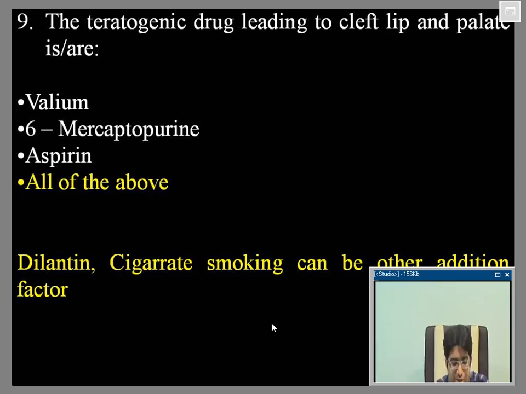Someone asked for the spelling. For thalidomide, it is T-H-A-L-I-D-O-M-I-D-E. It is a drug which has been banned in India because a lot of teratogenicity was seen with it. A lot of children were born with hemifacial microsomia, so it has been banned.